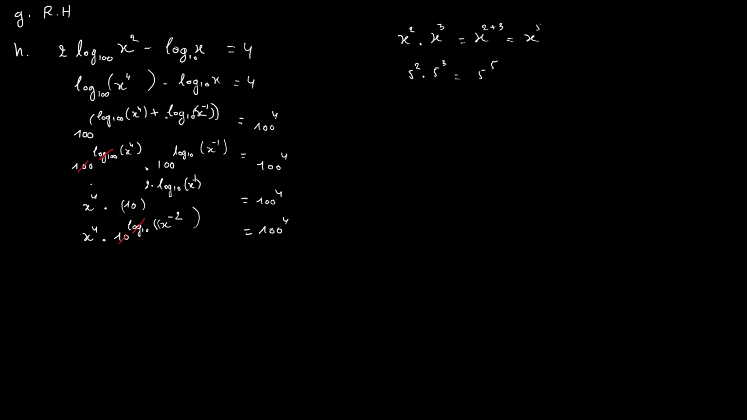So in that case, what do we still have? We have x to the power of 4 times x to the power of -2 is equal to 100 to the power of 4. Or in other words, x squared is equal to 100 to the power of 4. Or even better, x is equal to 100 squared, or 10,000.